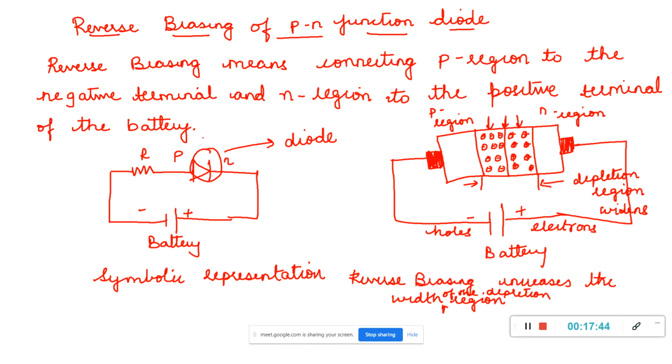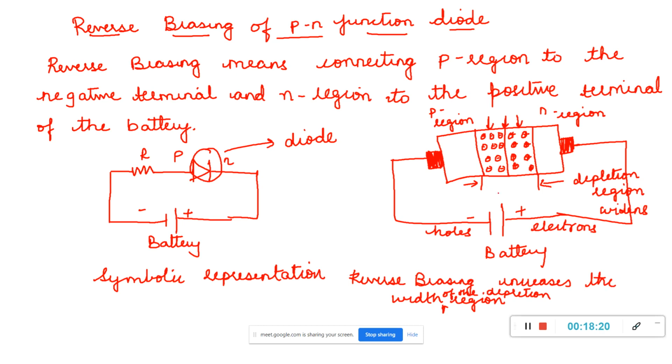I have already told you, reverse biasing means connecting the P region to the negative terminal of the battery and the N region to the positive terminal of the battery. That is nothing but reverse biasing the diode. So whenever the PN junction is reverse biased, the negative terminal of the battery attracts the holes and the positive terminal attracts the free electrons. So the electrons and the holes are moving away from the junction.